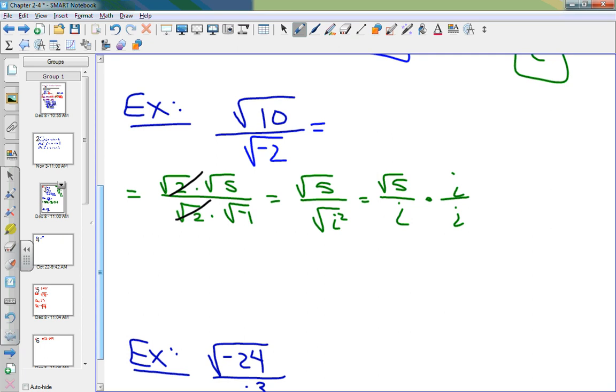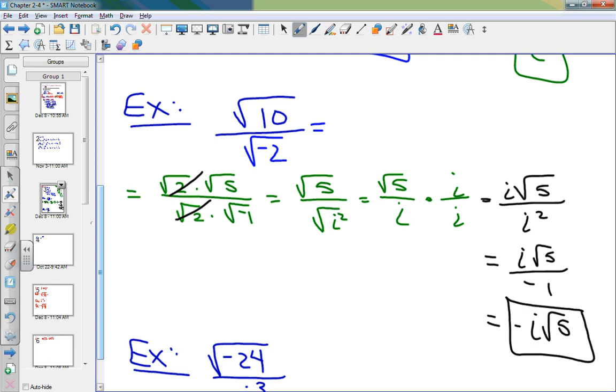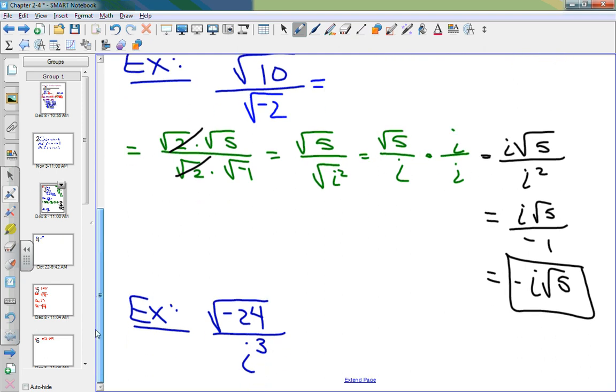Wait, why? Because I want an i squared in the bottom because that gives me a real number. Okay? So this is going to give me i square root of 5 over i squared, which is going to be i square root of 5 over negative 1. And what happens to the negative? Can I move it to the top? Sure. Negative i square root of 5. Why does the i become negative? Because the negative is in the denominator, and I can move it to the numerator and make it not a fraction anymore.